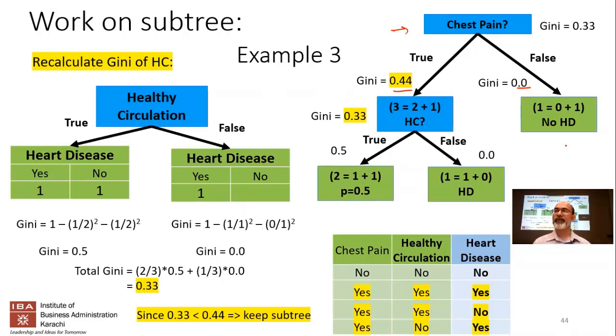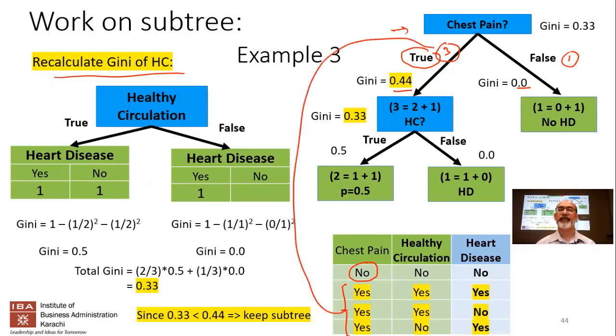Okay, so now we need to go further and try to see whether asking the question whether there's healthy circulation is going to help or not. Now it's a little tricky because you have to look at only the cases which are falling on the left side. In other words, we're only going to look at the 3 cases where chest pain was true, and we're not going to look at the 1 case where chest pain was false. So there was 1 case where there was no chest pain, but there were 3 cases where there was chest pain. Okay. So now we're going to recalculate the Gini of healthy circulation on the left side, but only by looking at the 3 cases which were relevant over here.